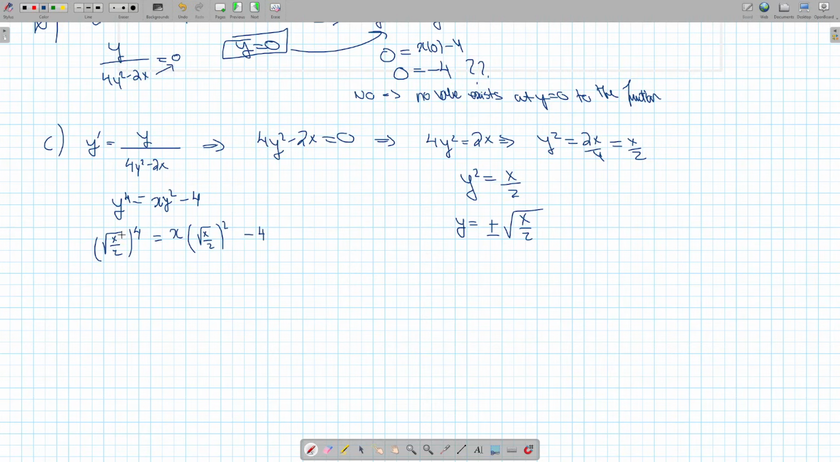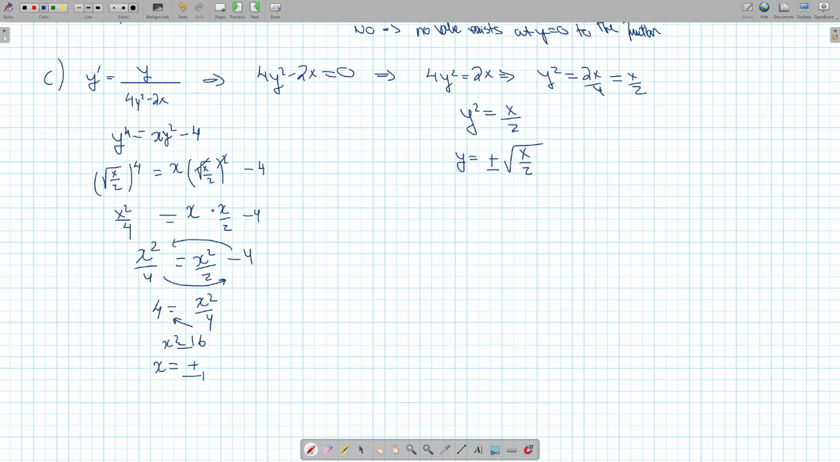Now over here, everyone does it their own way, but this is gonna be x squared over 4, because the radical cancels and gets you square. Then x squared is x squared and 2 squared is 4. Equals, over here, x times radical x over 2 squared just cancels the radical. So you're gonna get x times x over 2 minus 4. So let's clean this up a bit. x squared over 4 equals x squared over 2 minus 4. Let's take the x squared over 4 to the right and the minus 4 to the left. You're gonna get 4 is equal to x squared over 4, because when you subtract this by this, you get x squared over 4. Cross multiply, you're gonna get x squared equals 16. So that means x is equal to plus minus radical 16, which is 4 and negative 4.